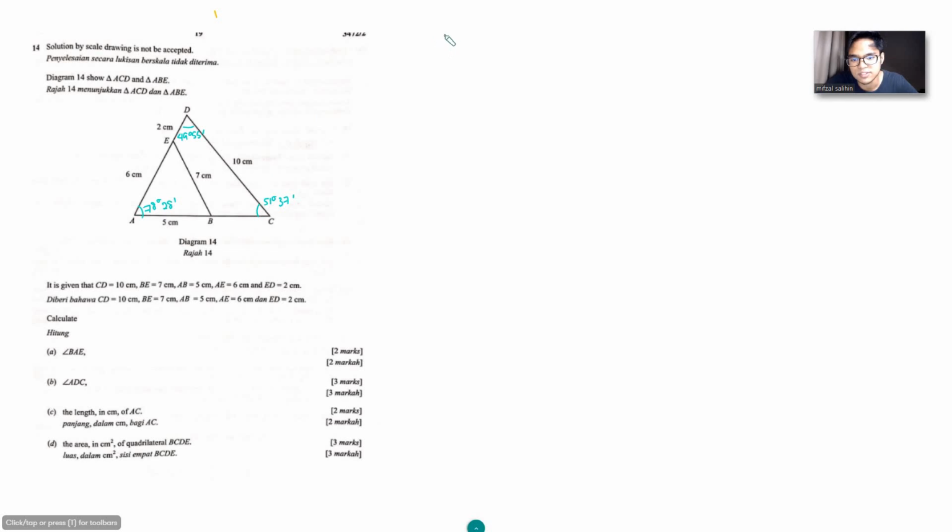You can use the first formula, which is sine A over A is equivalent to sine B over B, or you can use the second formula, which is A square is equivalent to B square plus C square minus 2BC cos A. Either way, you'll get the same answer, but it is much easier for you to use the first formula compared to the second formula. Alright, so here is how you are going to apply it.